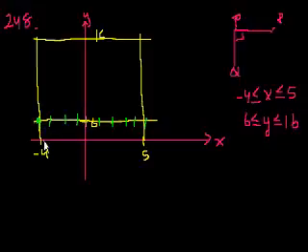So x could be -4, -3, -2, -1, 0, 1, 2, 3, 4, and 5, right? So this x value could take on any of these 10 spots, right? So P's x can take on 10 different values.